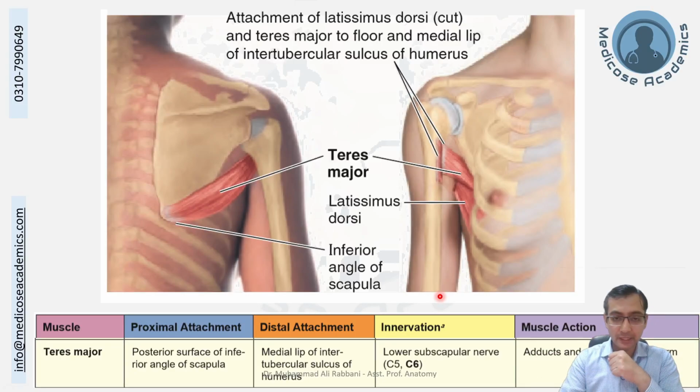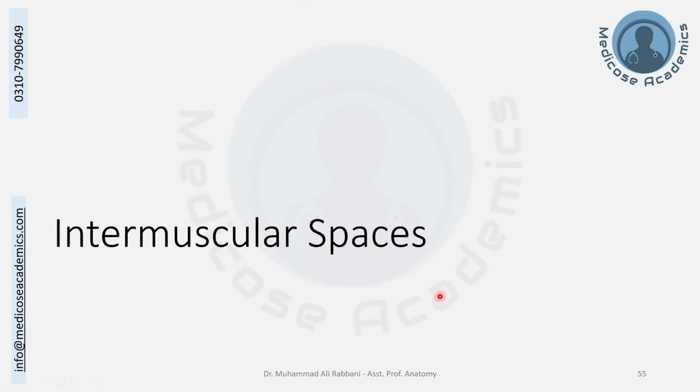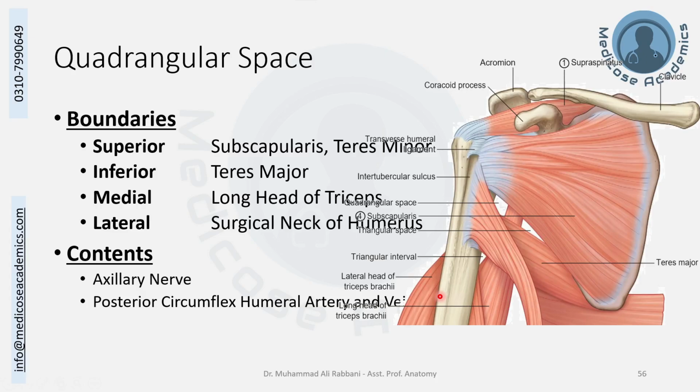In this lecture, I would like to go into the topic of intermuscular spaces. All of these muscles that we discussed till now, excluding biceps and triceps, the particular arrangement of these muscles leaves some gaps between them. So these are the few spaces that are created between them.